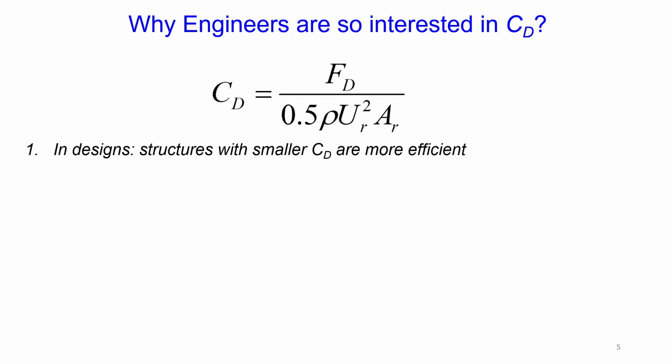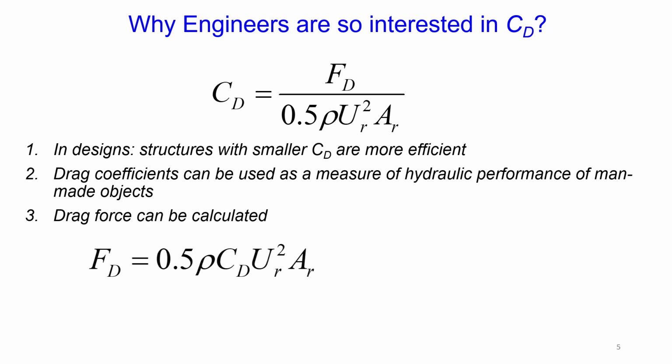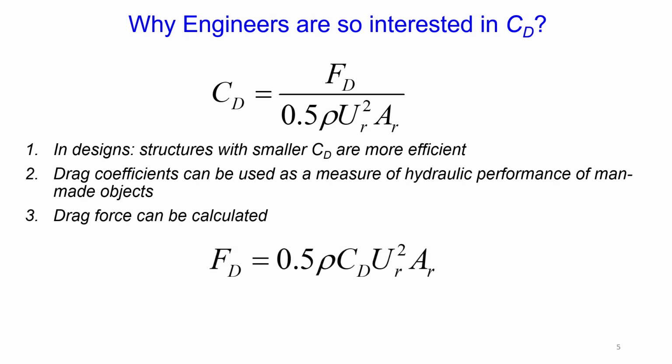First of all, when you do design as an engineer, structures that have smaller CD are more efficient. Also, the drag coefficient can be used as a measure of hydraulic performance of man-made objects or man-made structures. The smaller the coefficient, the more efficient the structure is. And also, if you know the CD coefficient, you can calculate the drag force. Unfortunately, it's not always possible to conduct laboratory experiments to determine the drag coefficient. Therefore, engineers determine the drag coefficient by other means.